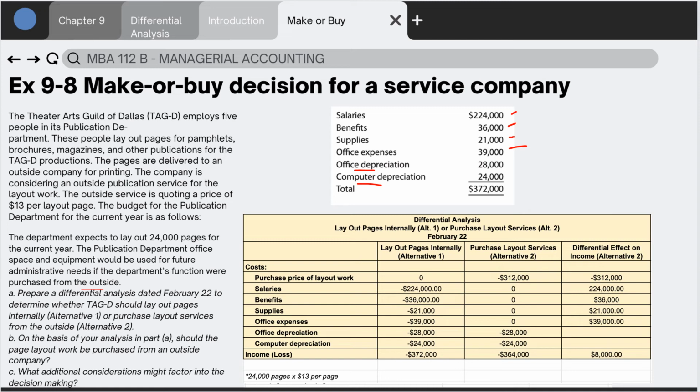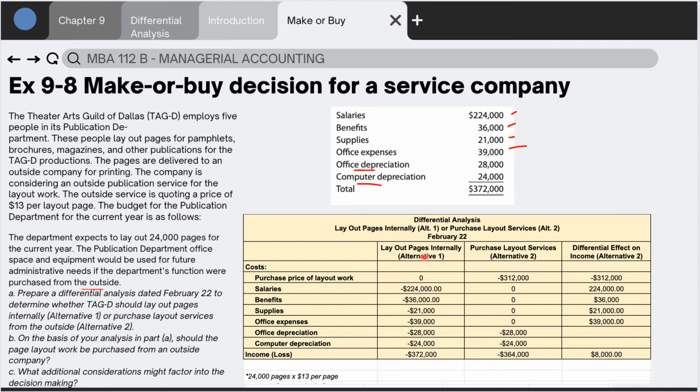In the differential analysis, we have alternative 1, lay out pages internally, and alternative 2, purchase layout services. With alternative 1, we will consider the following data for the budget and the cost if we're going to lay out the pages internally: the salaries, the benefits, the supplies, office expenses, office depreciation, and computer depreciation. So that's a total cost of $372,000 if Tag D would consider laying out the pages internally.